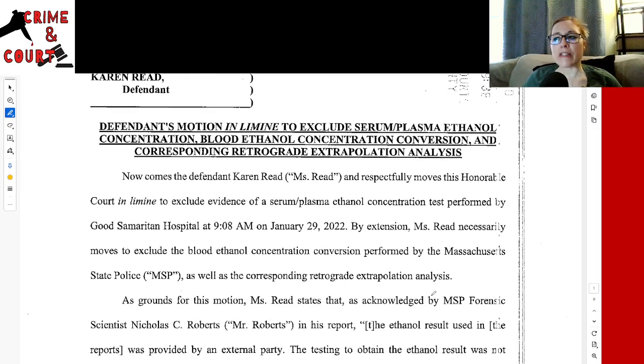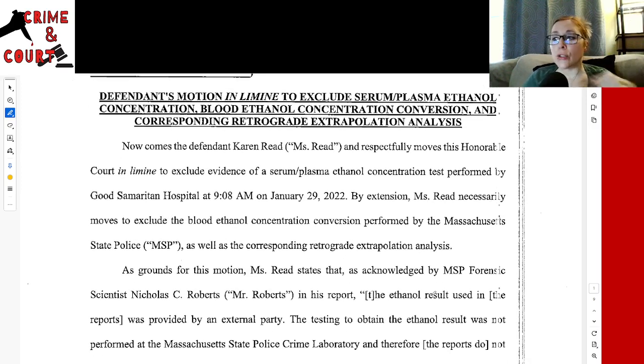So this is the defendant's motion in limine to exclude the serum, plasma, ethanol concentration, blood ethanol concentration conversion, and corresponding retrograde extrapolation analysis. Now comes the defendant, Karen Reed, and respectfully moves this honorable court in limine to exclude evidence of serum, plasma, ethanol concentration tests performed by Good Samaritan Hospital at 9:08 a.m. on January 28, 2022.